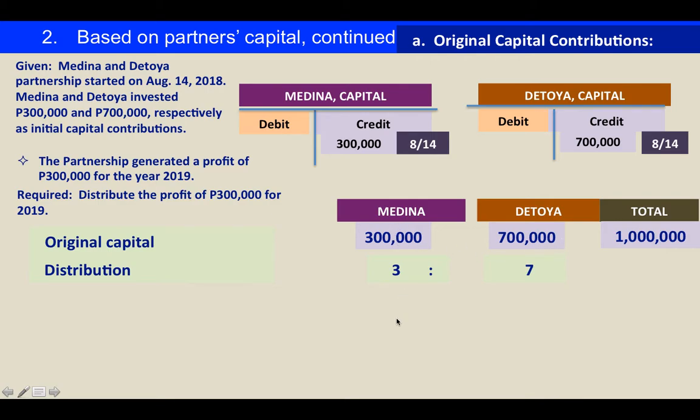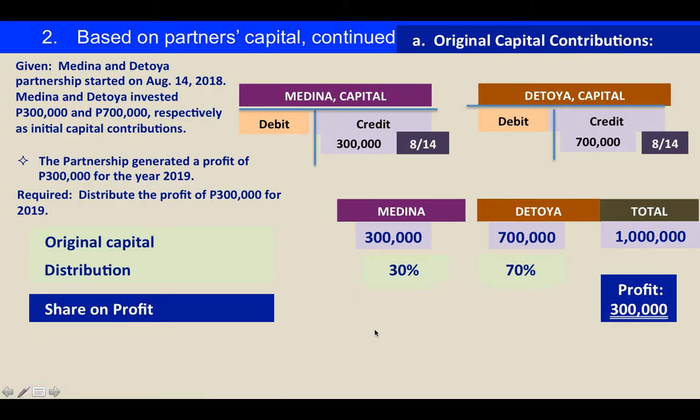Or we can use a fraction, as I've said, you can use 3/10 or 7/10, or a percentage, which is 30% and 70%. So let us use the percentage, 30% of 300,000. The profit of 300,000 multiplied by 30% gives a share on profit of 90,000. Then 70% of 300,000 will be 210,000.